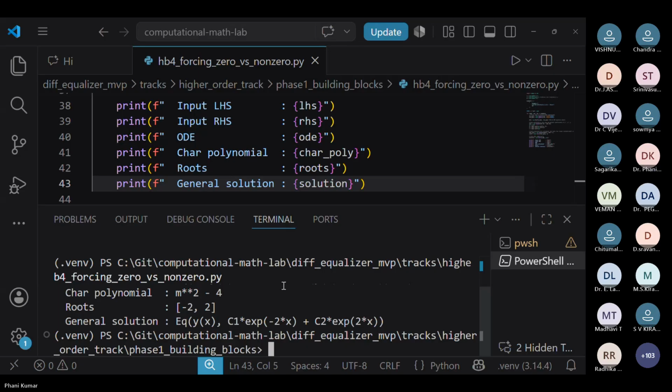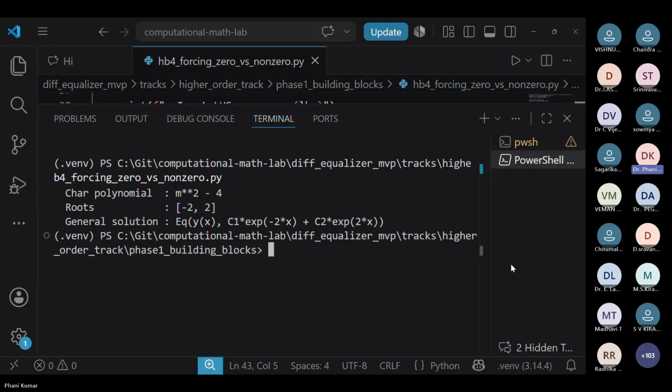So here we are taking the first differential equation: d square y by dx square minus 4y. Already we took the differential equation. What is the characteristic polynomial of the differential equation? M square minus 4. So what are the roots? The roots are minus 2 comma 2, right? So the roots are different. Then what is the general solution when the roots are different? It is c1 e power minus 2x plus c2 e power 2x, right?